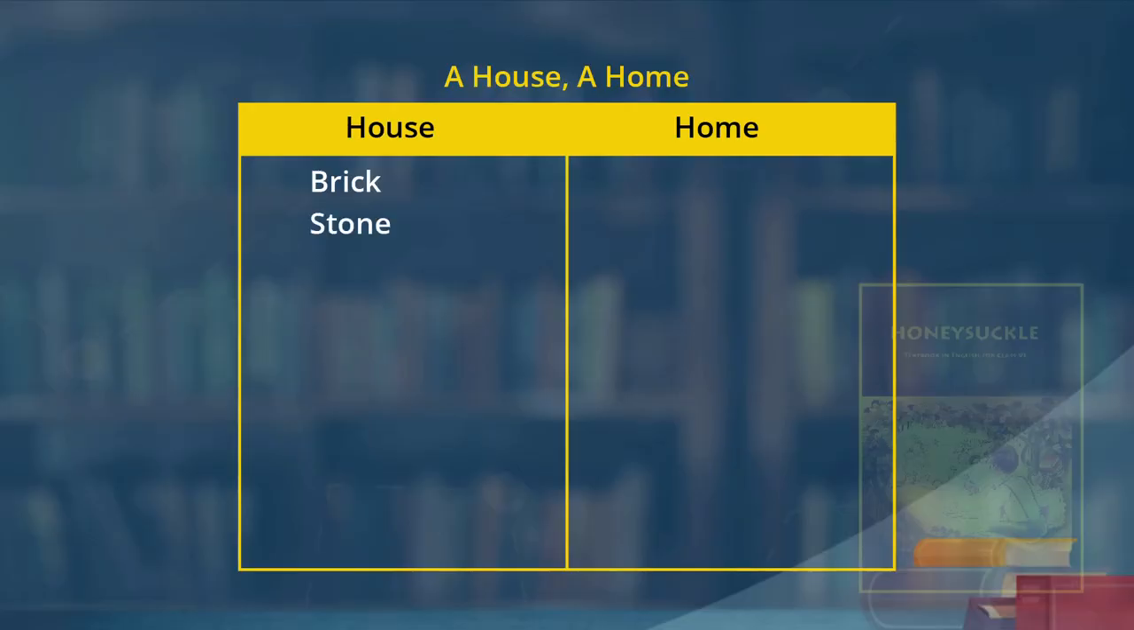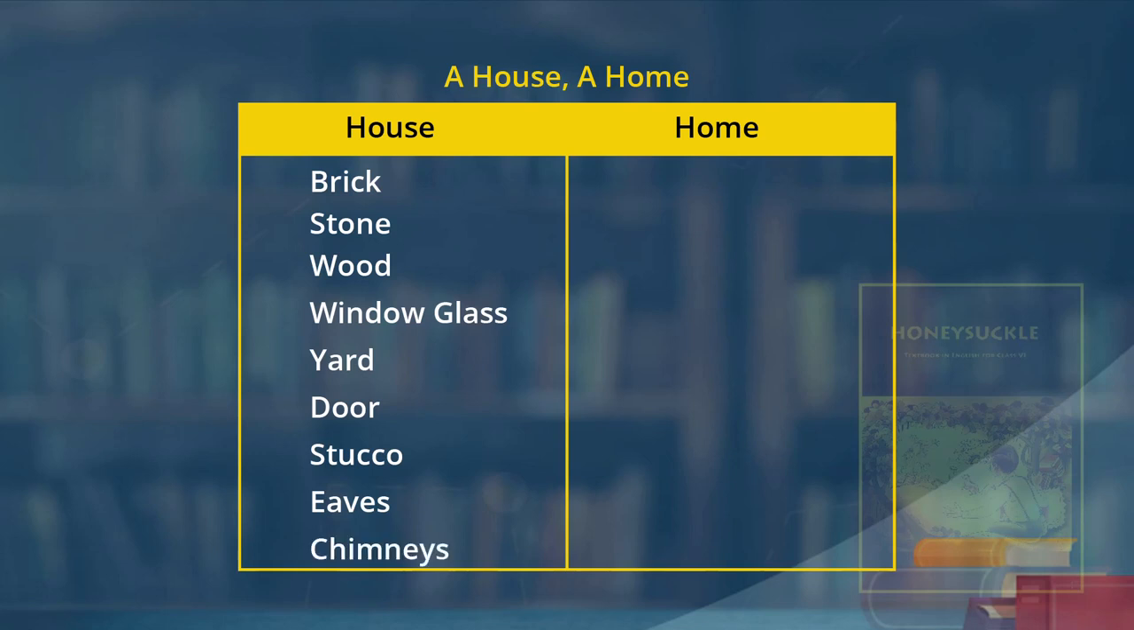So, I have written brick, stone, wood, window glass, a yard, door, stucco, eaves, chimneys. Okay. It's a house. So, you have got a huge house. Sometimes the government places are called house. Let's not name them. President lives here, that lives there. So, they are houses.